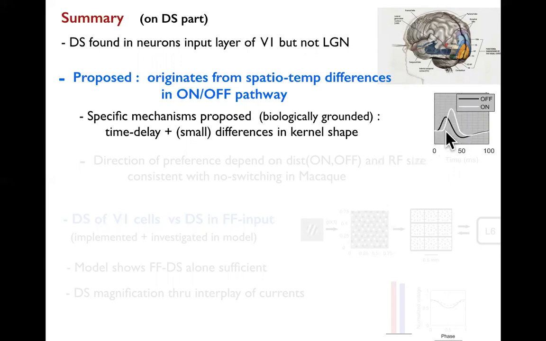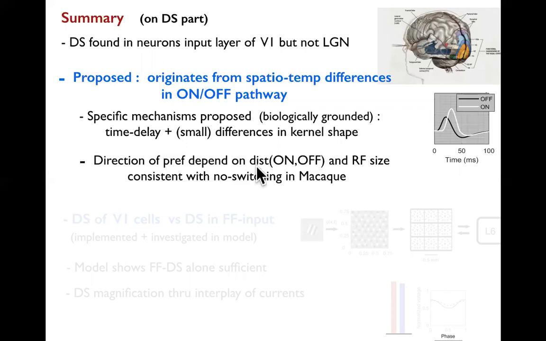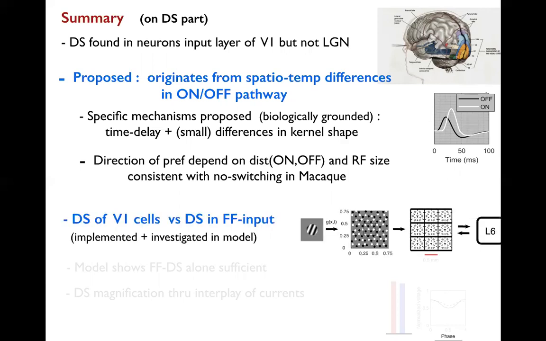This difference is not so big. It's not like 10 times or 100 times. It's more like at most two times, one over the other. Then the direction of the preference depends a lot on the distance between the on-off cells and the receptive field size, which is also related to the visible range of spatial frequencies, and is consistent with no switching in the macaque. But this is for LGN coming into cortex.